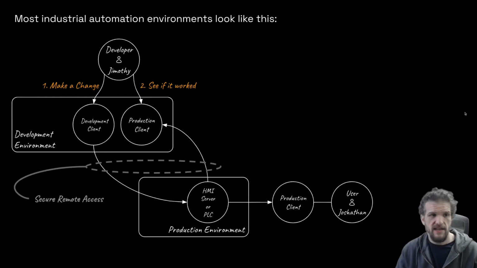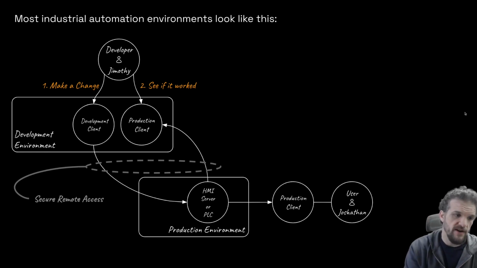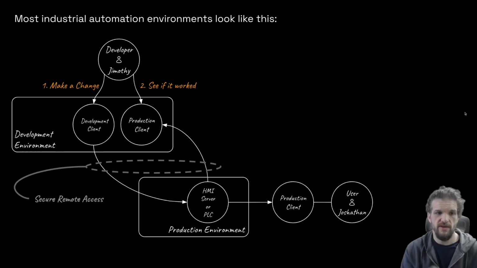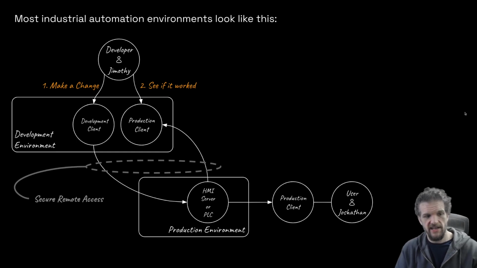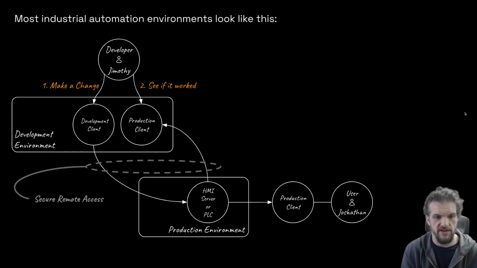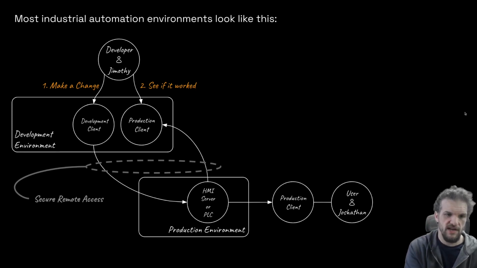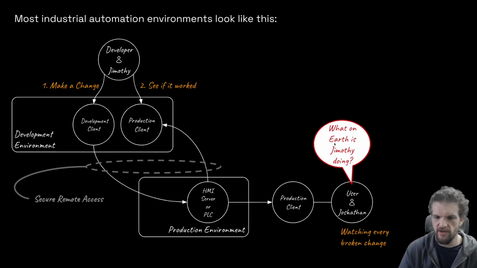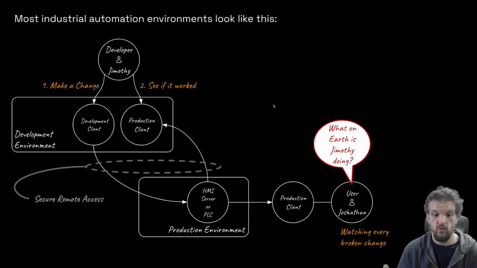So here we have an industrial automation environment as it would look today. We have a production environment and a development environment. For our developer, we'll call him Jimothy, he has in his development environment a development client and a production client that are both hooked directly up to the production server. And he'll make a change, see if it worked, and if it didn't work, meanwhile, it will be broken on the production environment. And users like Jonathan over here will see every breaking change and wonder what on earth Jimothy is doing while he's trying to figure out what made his process go down or why he can't access things on the user interface like he should.